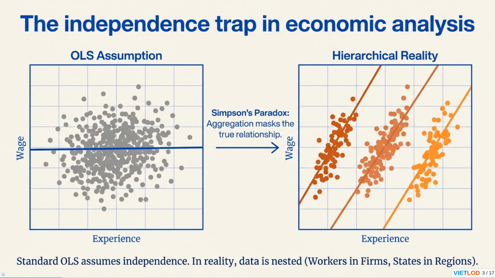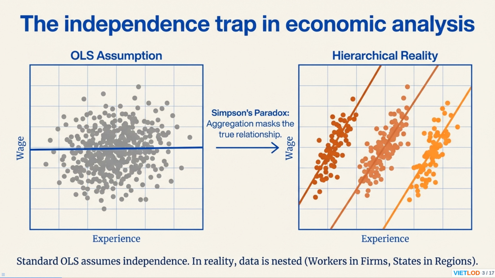In reality, economic data is frequently hierarchical. Think of workers nested within firms, or states nested within regions. Observations within these groups are not independent. They often share common characteristics or influences. Ignoring this inherent structure can lead to Simpson's paradox.